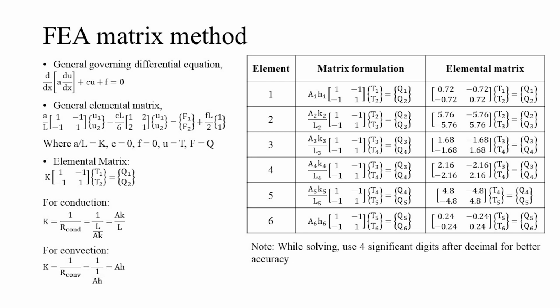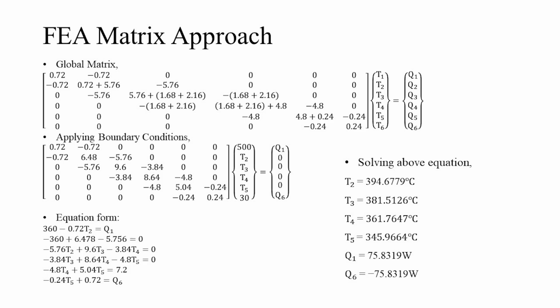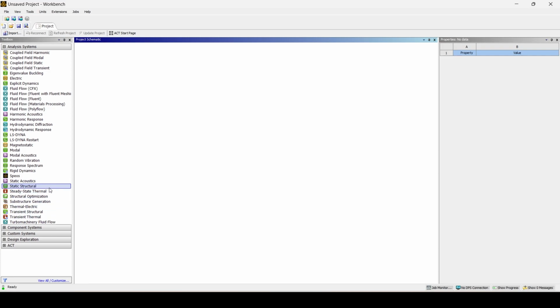The elemental FEA matrix is as shown, in which K is the stiffness. The stiffness is the reciprocal of the resistance, which differs depending upon the mode of heat transfer. Thus, by splitting the problem based on the mode of heat transfer, we can find out all the elemental matrices. We form the global matrix by combining all the elemental matrices. After applying the appropriate boundary conditions, we can solve the global matrix and convert it into a system of linear equations. By solving these equations, we can find out all the unknown interface temperatures as well as the total heat transfer. Now we will look at the ANSYS workbench for the simulation.